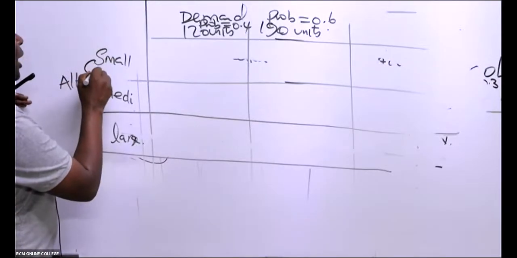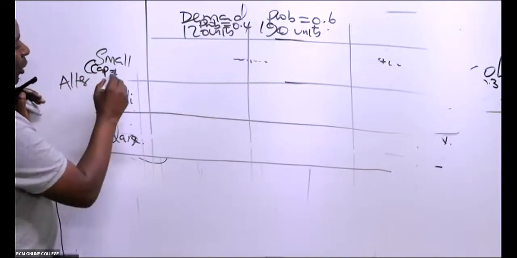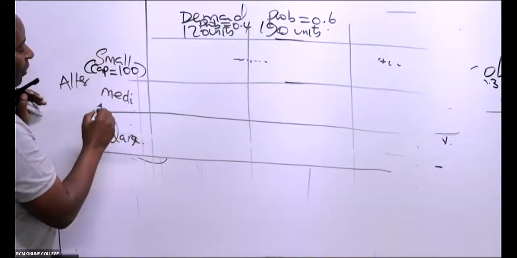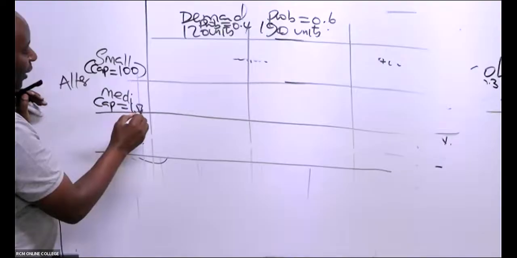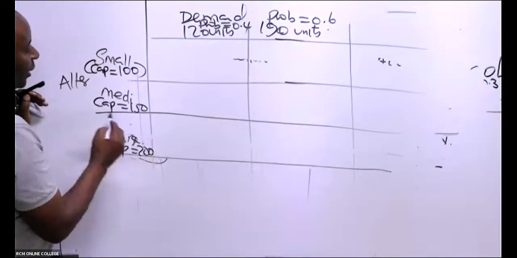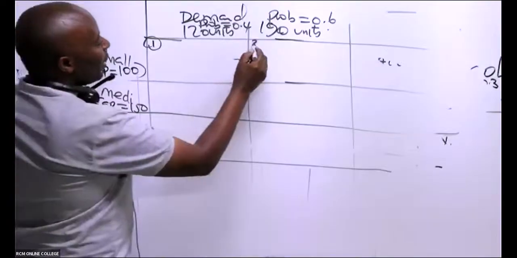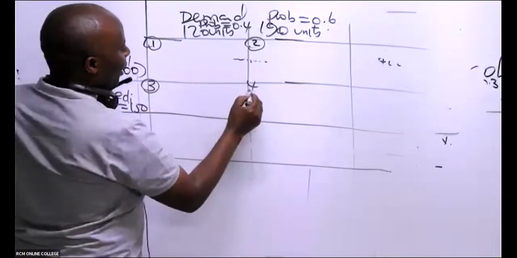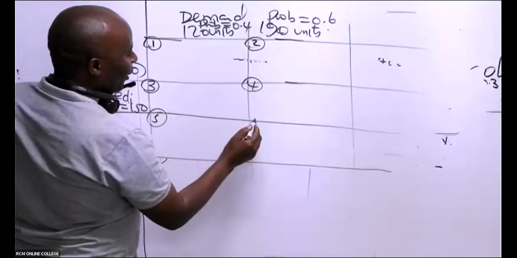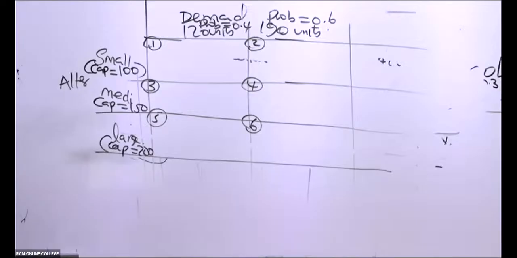Now, there is something else here. These vans also are coming with some capacities. Is there somebody who can see the capacity of a small van? How many crates? 100. How about medium? 150. How about large? Capacity is 200, isn't it? Yes. So then we have our cells. You can call this number 1, number 2, number 3, number 4, number 5, number what here? 6. Remember they spoke of 6 profits. Those are the 6 cells for the 6 profits.